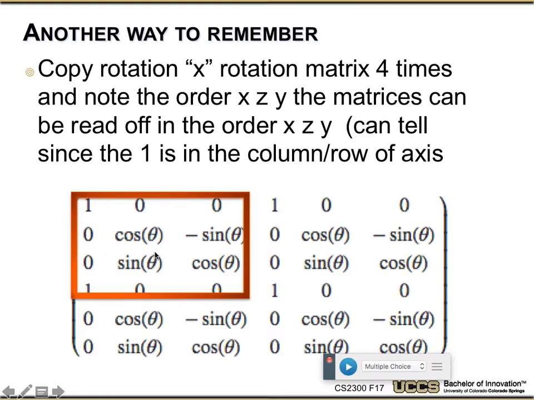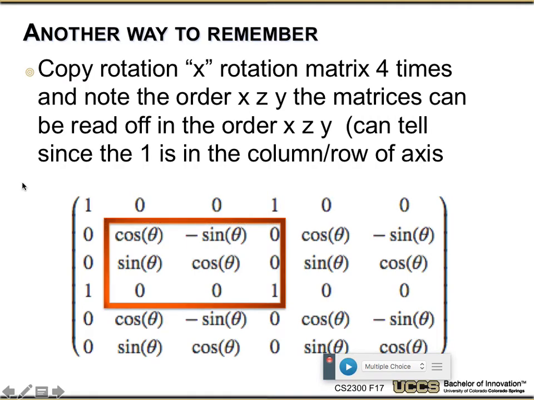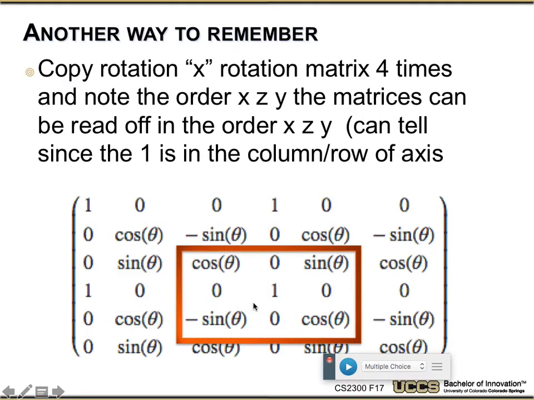Make 4 copies of it, sort of append it to itself, and then I can just read off in the order x, z, y, and it's easy to tell which one's x, z, y. So I'm going to take this rectangle, that's my first one. I move it over 1. Now I get the z dimensions rotation matrix, and I can tell it's a z because there's the identity 0s and 1s in the z column, and then I move it over 1 more time, and I get y.